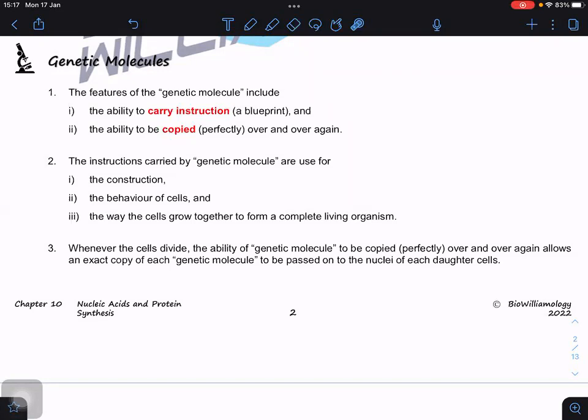Whenever the cells divide, the ability of the genetic molecule to be copied perfectly over and over again allows the exact copy of instructions to be passed on to the nuclei of the daughter cells. We are going to learn how mitosis takes place in the next chapter, the mitotic cell cycle in chapter 11.